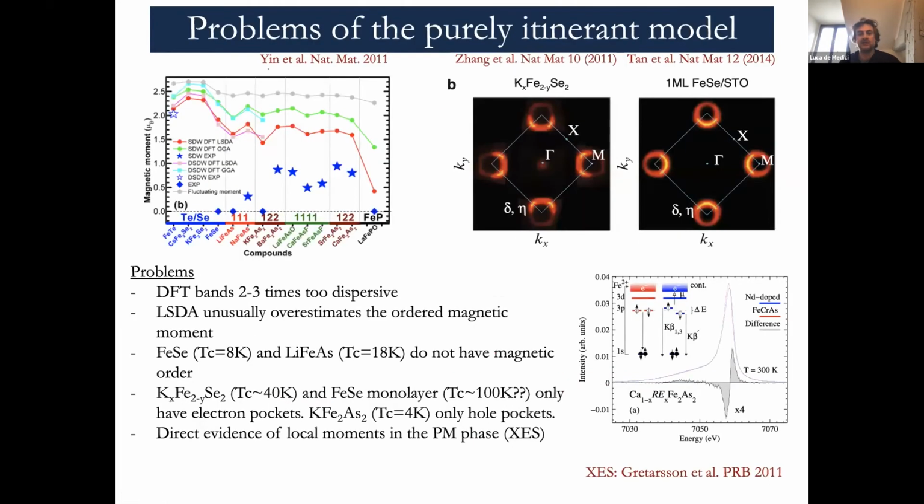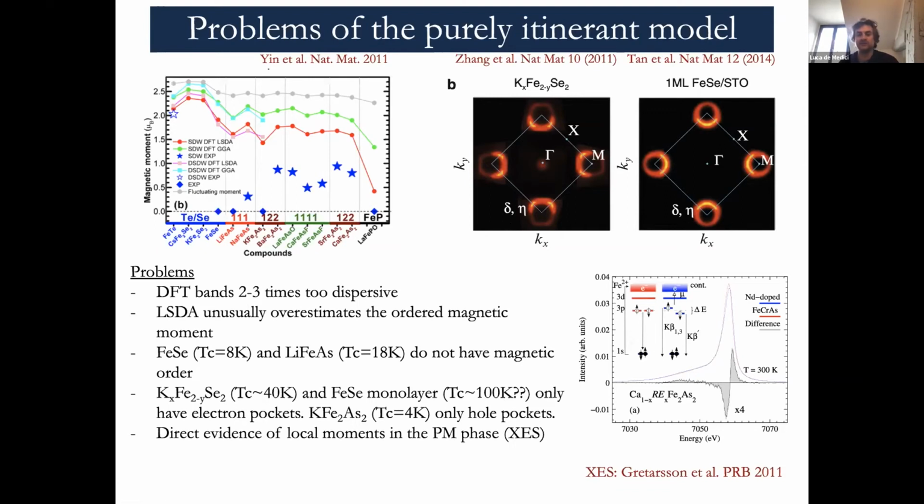In general, the purely itinerant model has problems, which are, again, that the DFT bands are too dispersive. In many compounds, it's 2 to 3 times. In most correlated compounds, it is even more. The ordered magnetic moments are unusually overestimated by LSDA. Here are the experiments, here are the LSDA estimates, and not always do the high Tc compounds have this nesting property, and sometimes the low Tc compounds do have it.